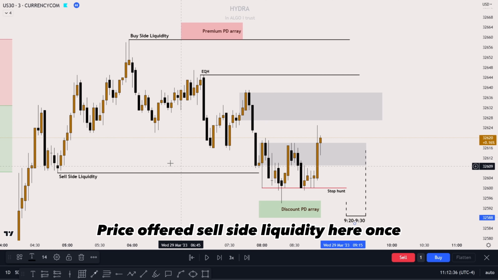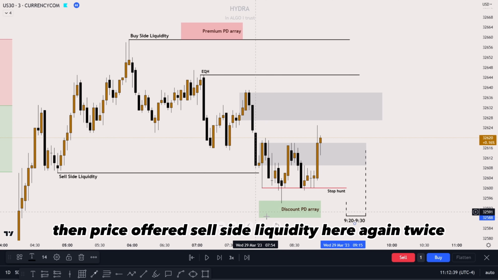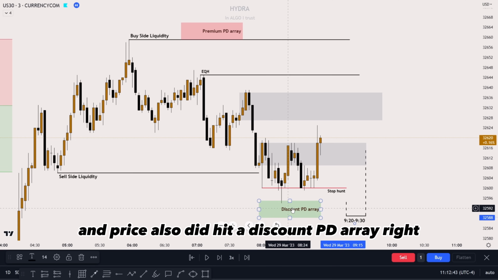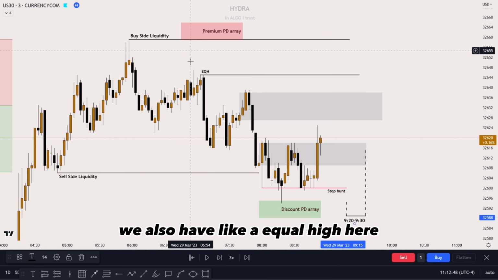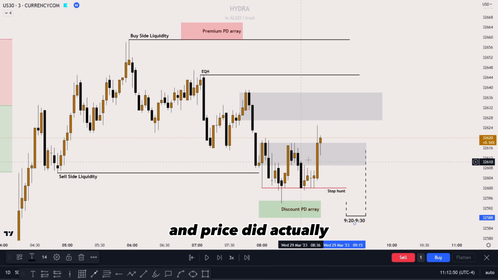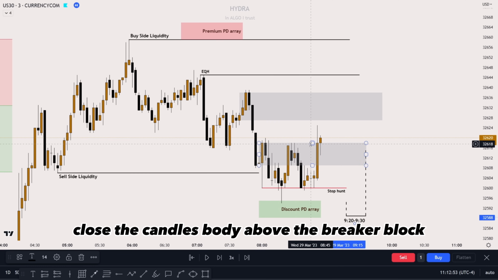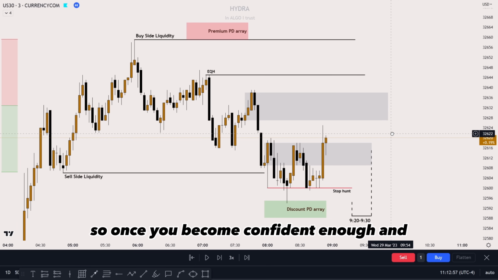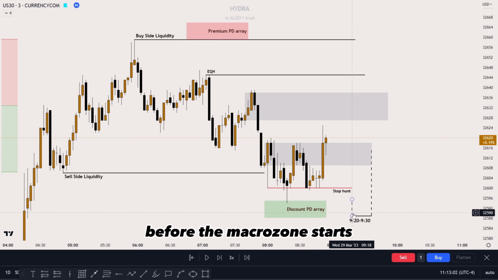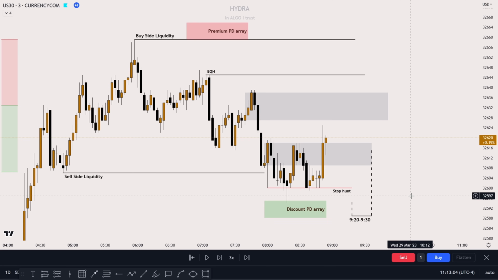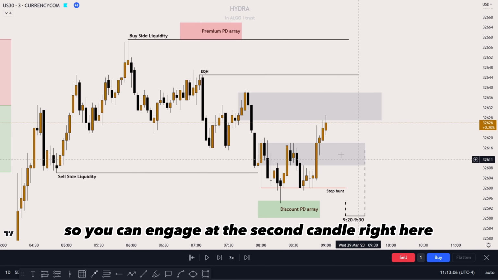Look at this here. Price offers sell side liquidity here once, then price offers sell side liquidity here again twice, and price also did hit a discount PDA, right? So these are like two confirmations. We also have equal high here, and price did close the candle's body above the breaker block right here. So once you become confident and experienced enough, you'll be able to take this trade before the macro zone starts. So you can engage at the second candle right here.